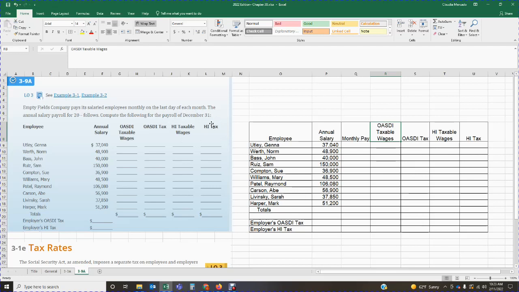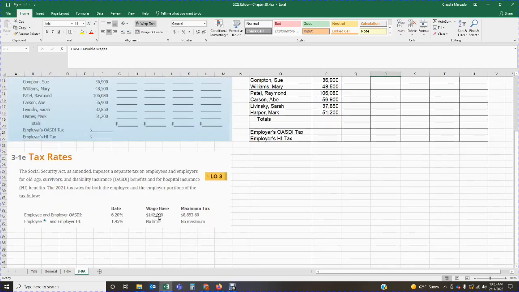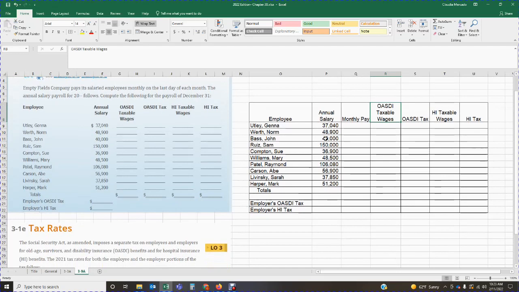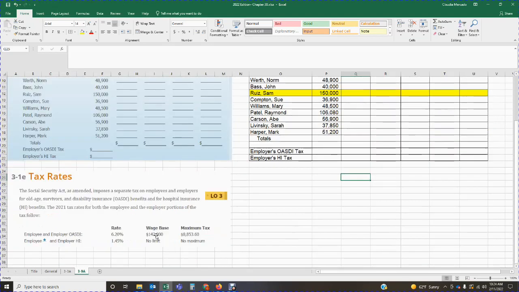What I like to do is look at my annual salaries. First, I like to identify, do any of my employees go over the cap? The cap is $142,800. Do any of my employees make more than $142,800? So let's look at the list. I basically copied and pasted the list over here so I can work off of it. And yes, one employee makes $150,000. I'm going to leave that employee for last, because that's going to be the more complicated employee. All of the rest of my employees make less than the cap.